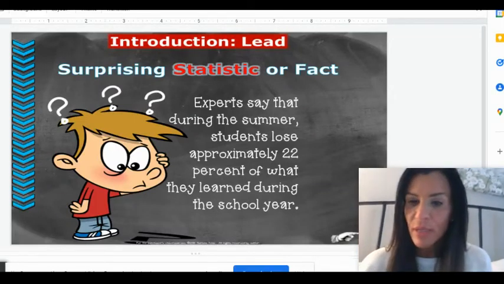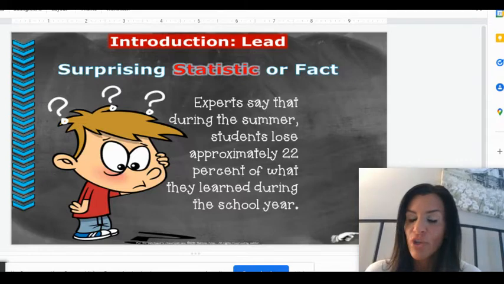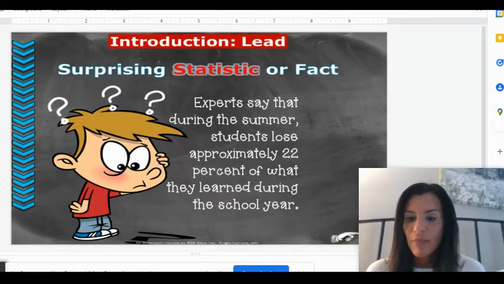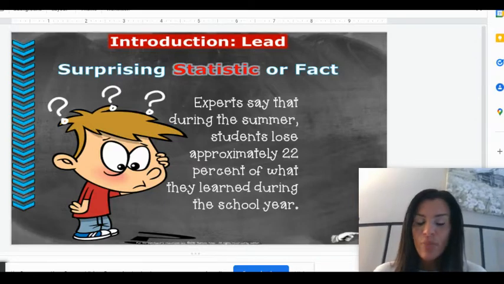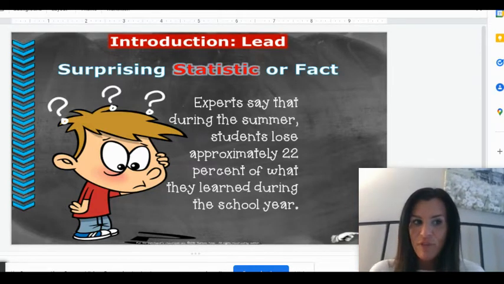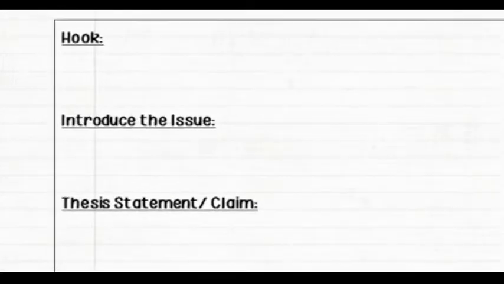So you've seen Miss Bone in a couple of the videos, and I am going to show you how to come up with your introductory paragraph for your essay, which is our main task this week. Okay, so there's three things that we're going to focus on in that first paragraph, and they are going to be the hook, introducing our issue, and then of course coming up with your thesis or your claim.